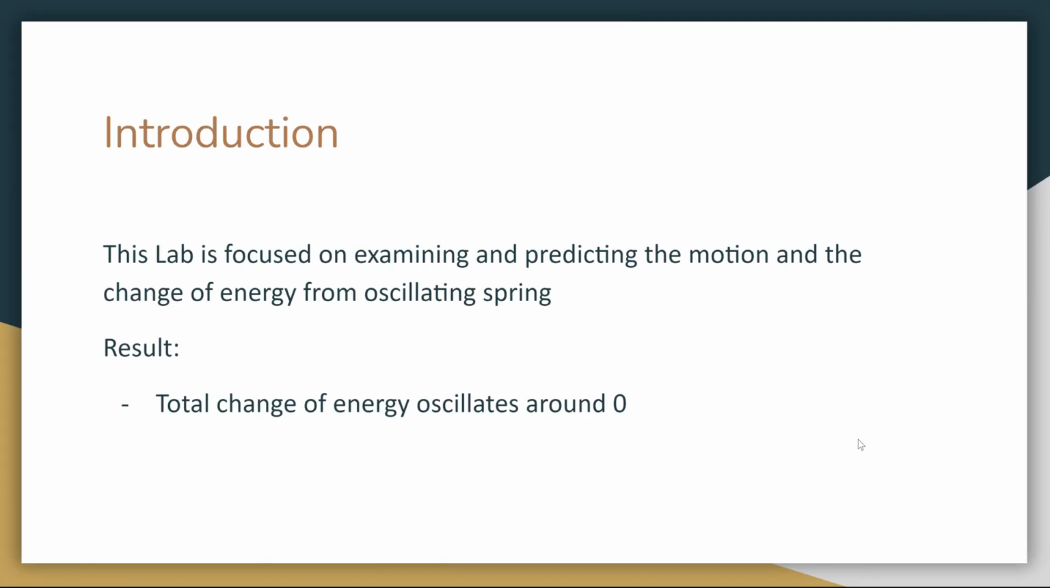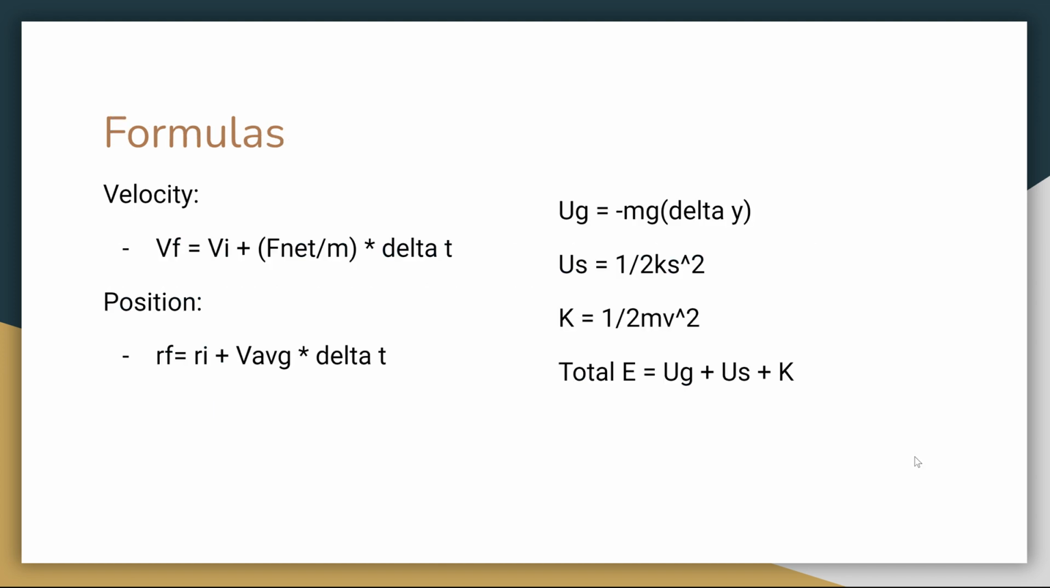Introduction. This lab is focused on examining and predicting the motion and the change of energy from an oscillating spring. Result. Total change of energy oscillates around 0. Here are some of the formulas that were used in the computational coding.